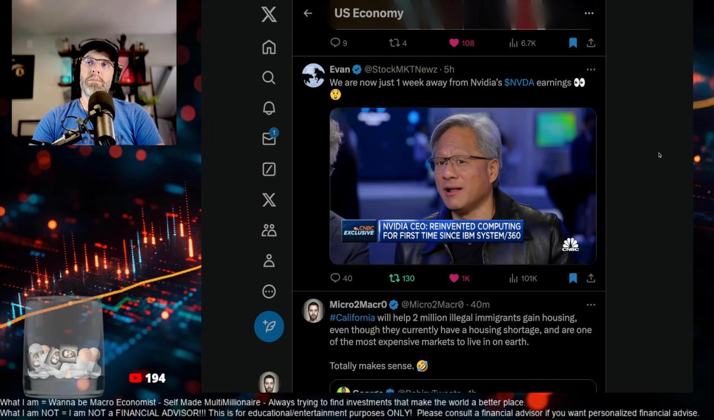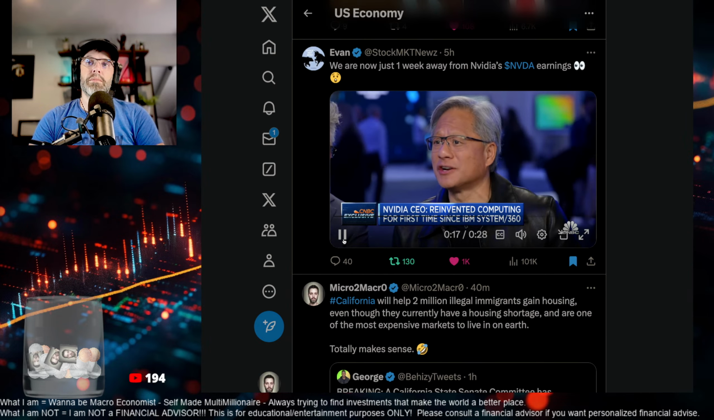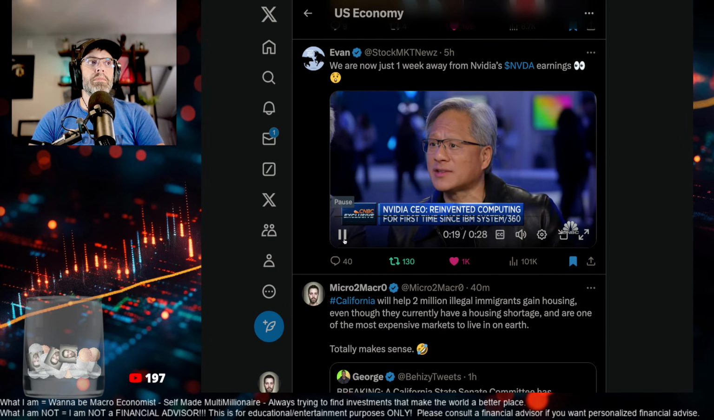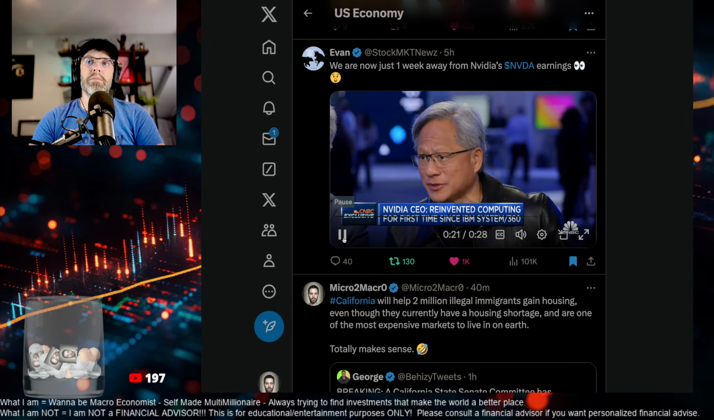There's $1 trillion worth of data center infrastructure installed in the world based on that old method of doing computation.